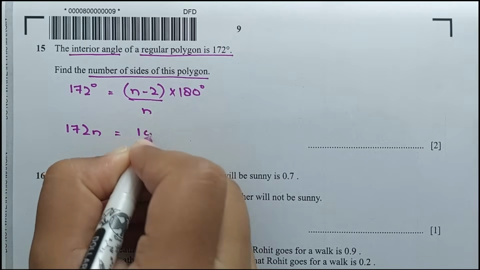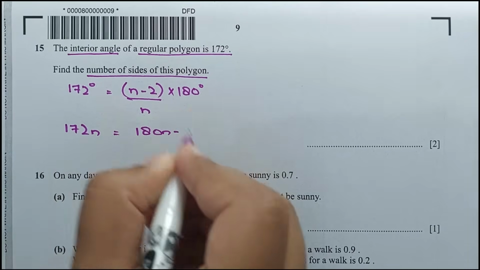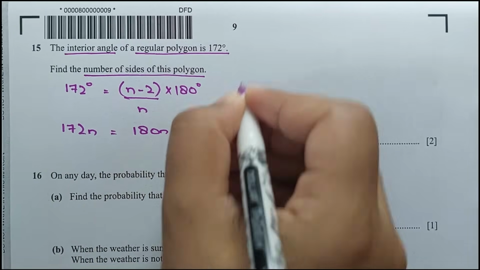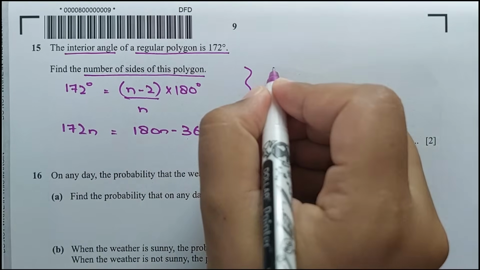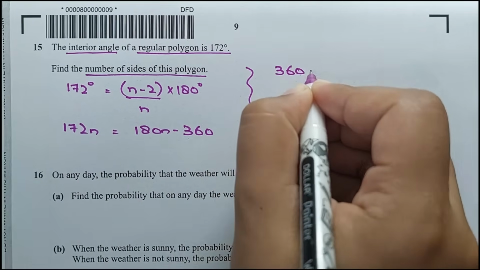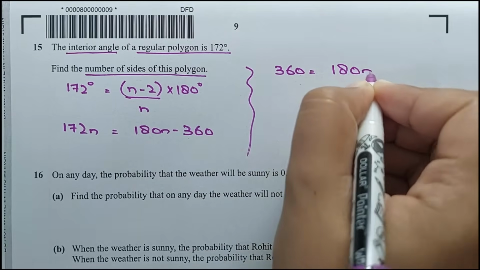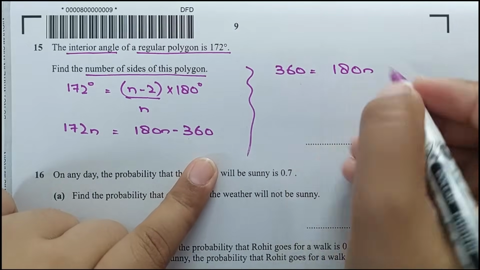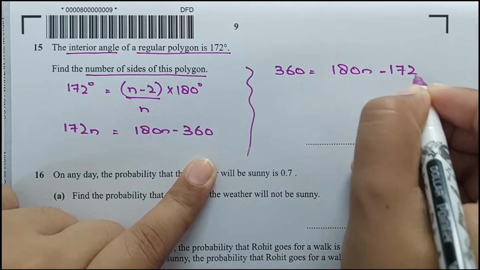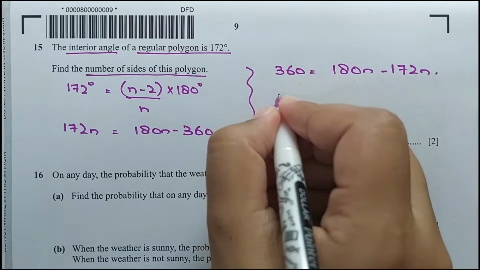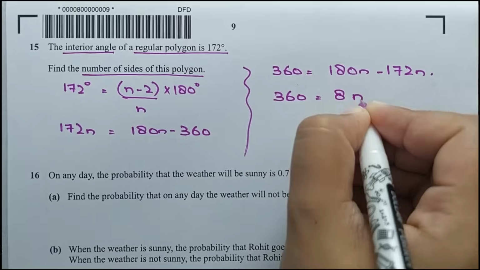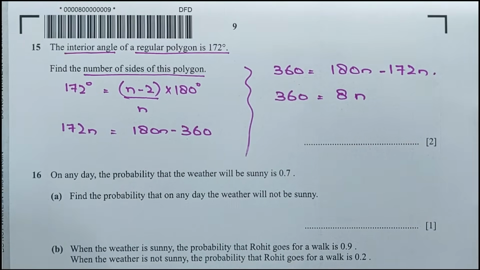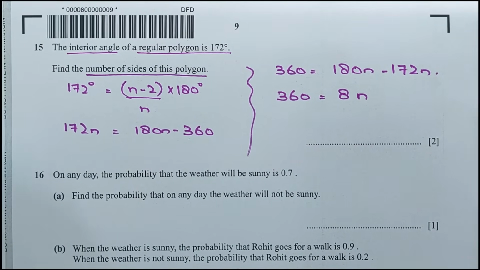172n equals 180n minus 2 times 180, which is 360. For further simplification, I want to move 360 to the left side so 360 becomes positive, 180n stays the same, and moving minus 172n to the other side to make it negative. So this is 360. From 180 take away 172 is just 8n, and now let me simplify.